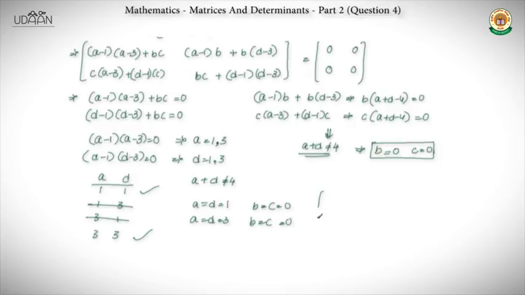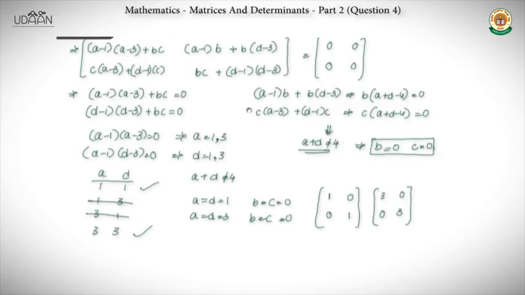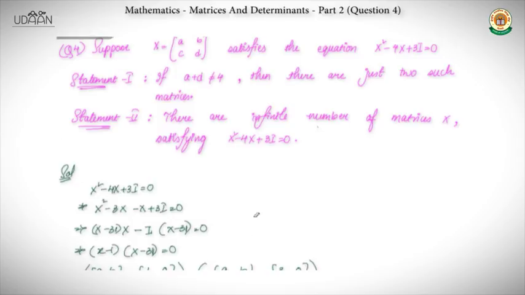So what are the two matrices? A is 1, B is 0, C is 0, and D is 1. Or A is 3, B is 0, C is 0, and D is 3. So only these two matrices are possible. So statement 1, that if A plus D is not equal to 4, then there are just two matrices, is true. This is right.